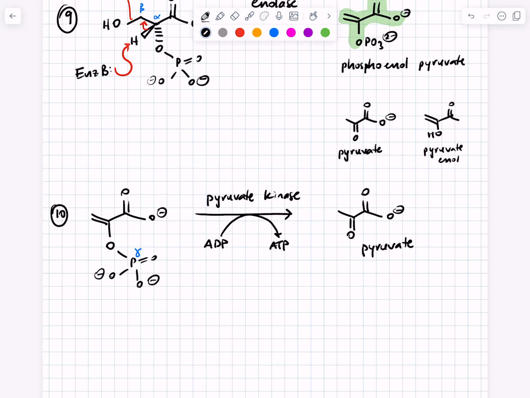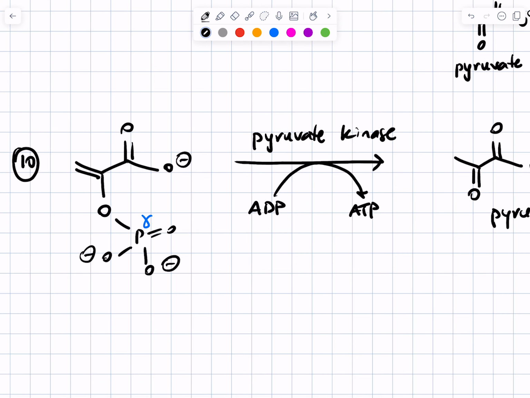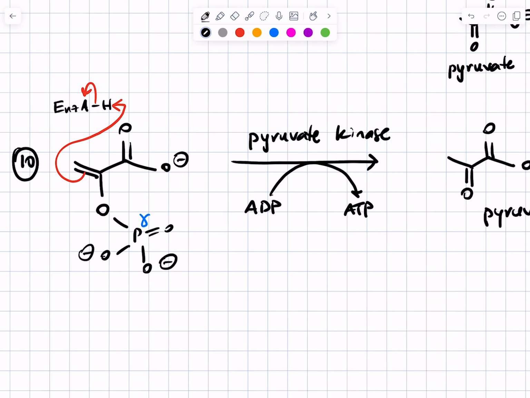So how does that happen? Because we've thought about a negatively charged oxygen as being kind of a terrible leaving group. And so it's thought that what happens first is that a proton in the enzyme, or an acidic group in the enzyme active site, will actually protonate the pi bond first.